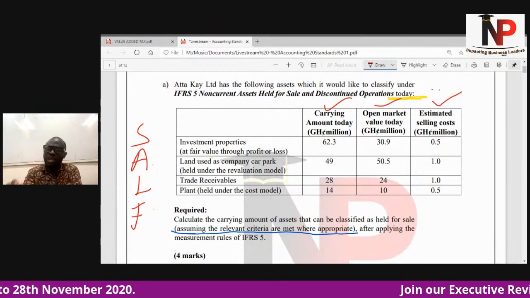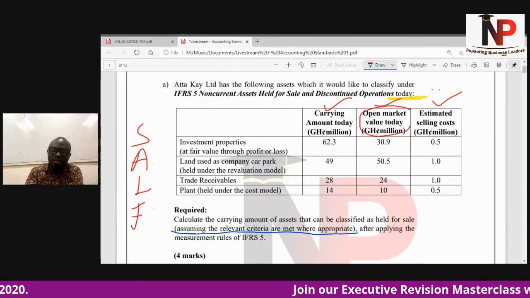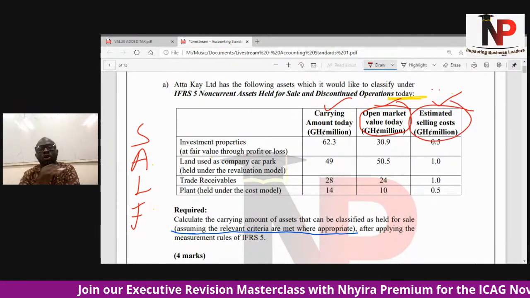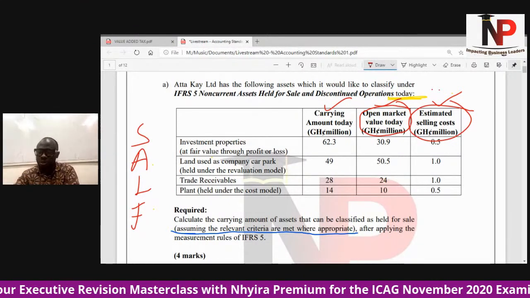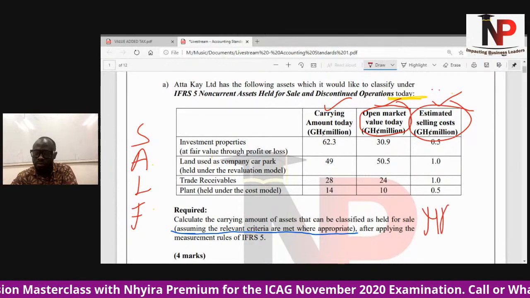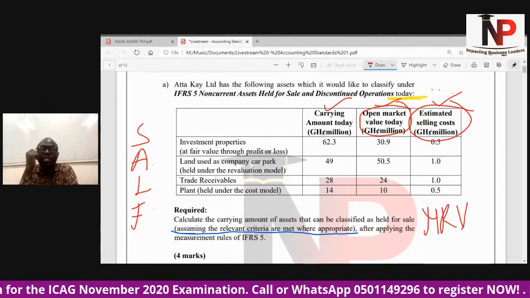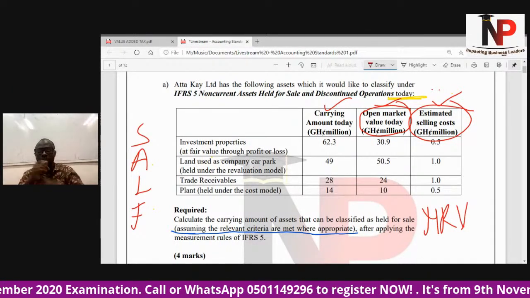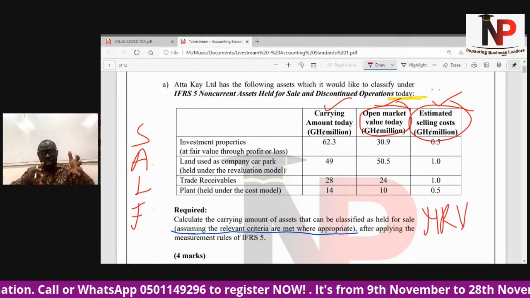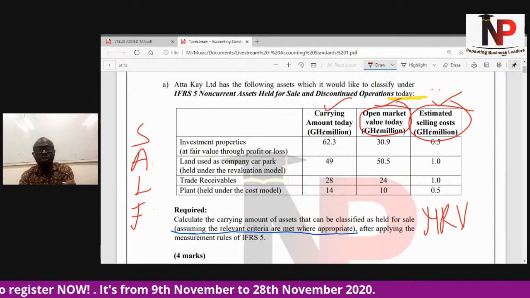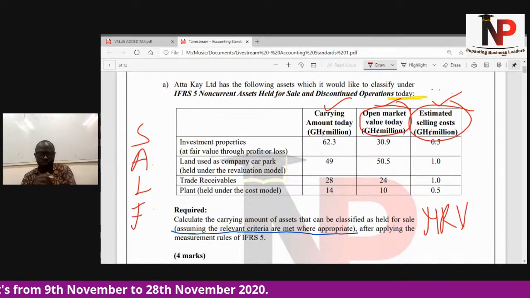So the examiner has given us the open market price, which is the selling price today, and has given us the estimated cost to sell. Why? Because we need to calculate what? The net realizable value for the assets if they fall into the category to be recognized as held for sale and discontinued operation. That is very, very important.